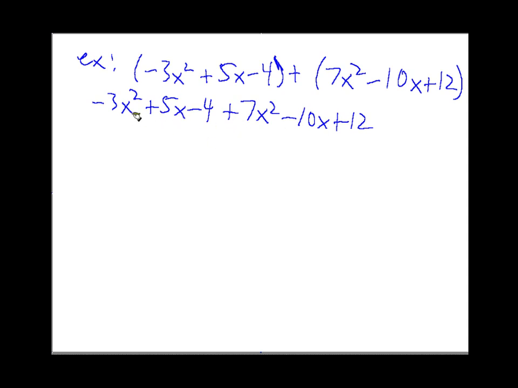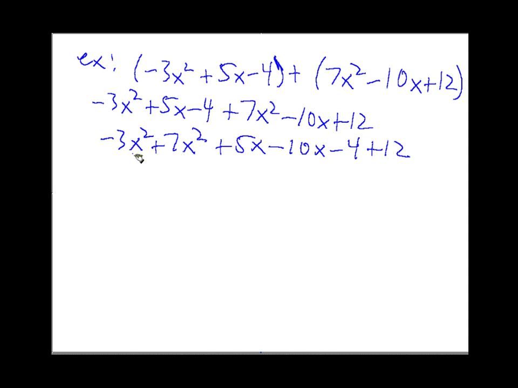So let's start with the x squared terms. Let's start with negative 3x squared. And here's another x squared term, so plus 7x squared. So put the x squared terms together. Plus 5x, x terms. Minus 10x. And then minus 4 plus 12. So I'm putting all the like terms next to each other.